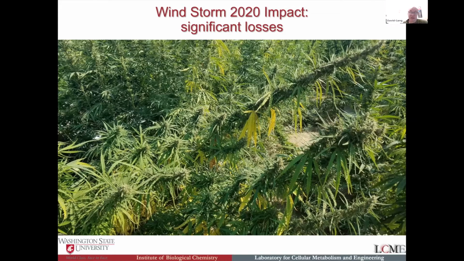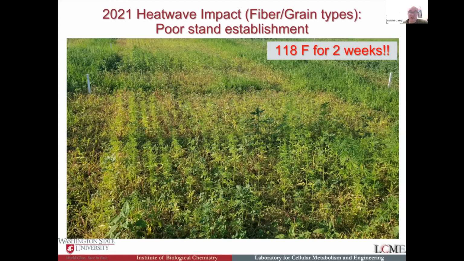You can also have something like a heat wave in 2021. So the year after the major smoke, we had a major heat wave. 118 Fahrenheit, for those that are not in the US, that's about 48 degrees centigrade. It's really hot. That was a high temperature for 2 weeks. It never got below 90 Fahrenheit, or about 32 centigrade, at night. The plants did not like it.